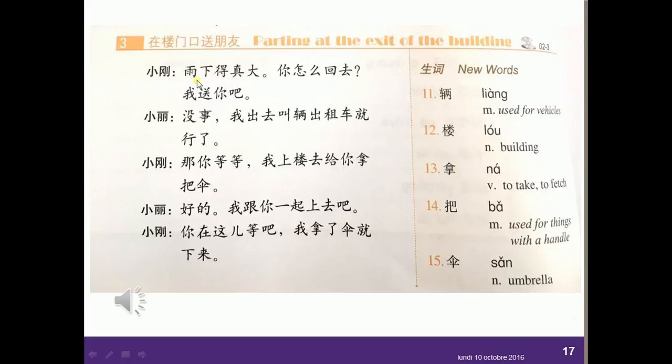小刚说，雨下得真大。Or you can say, 雨下得好大呀。When 大 describes the rain, it means heavy. It pours cats and dogs. 雨下得真大。你怎么回去？How did you go back? Go back to where you came from. Or you can say, 你怎么回家？Or if you come from a hotel, 你怎么回宾馆？你怎么回学校？Whatever the place you come from.